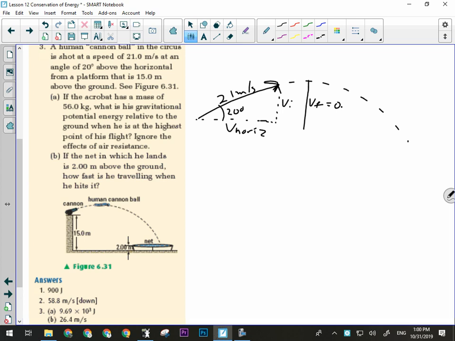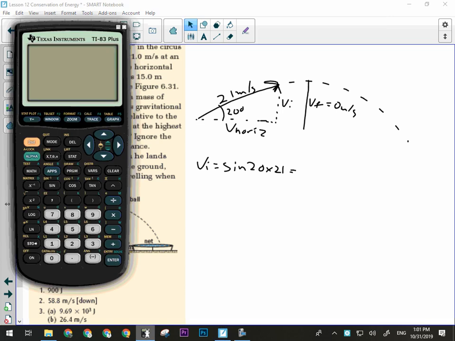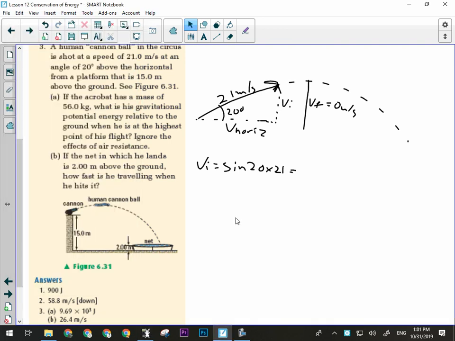So if I want to calculate his displacement, I need to know what VI is. I know what the acceleration is, it's 9.81. I'm going to calculate VI the same way I would have back in the kinematics unit. I'm going to go sine of 20, because it's the opposite side, times 21. So the initial vertical velocity is 7.18 meters per second.